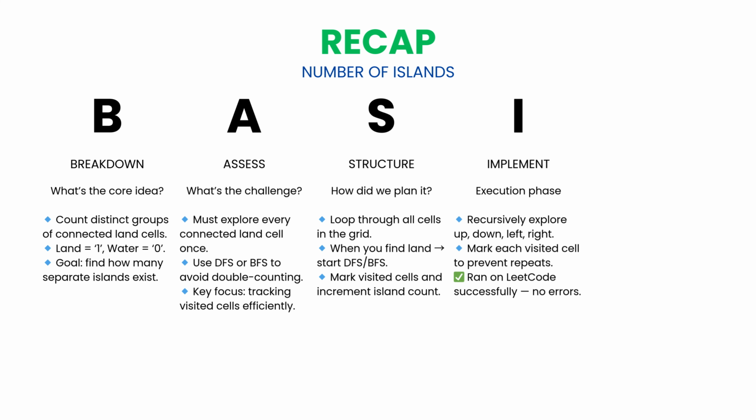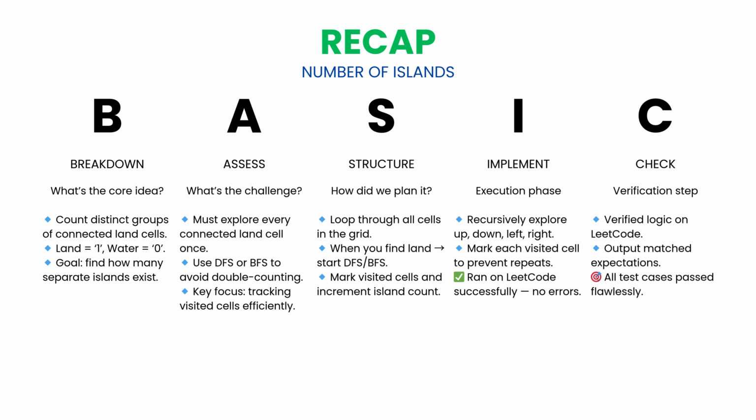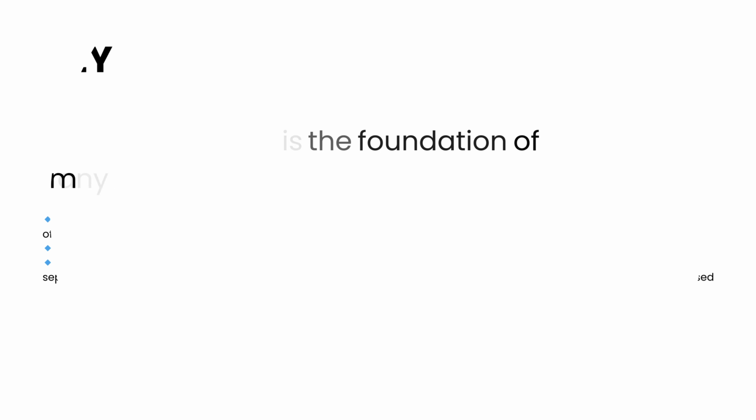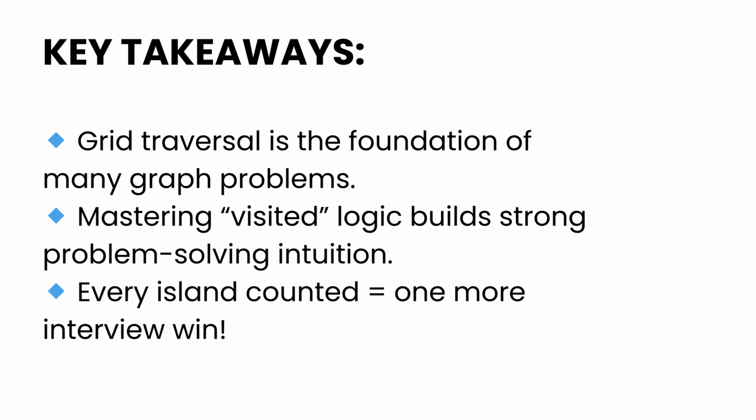We structured our DFS cleanly, checking boundaries, marking visited cells, and exploring 4 directions from each one. The entire process ran seamlessly on LeetCode, and the code executed without any errors. After running the solution, every test case passed perfectly. From empty grids to single massive islands, the logic held up, no missed cases, no overlaps, all outputs matched expectations. The key takeaway: mastering grid traversal and marking visited cells is the foundation for countless graph problems. Once you can flood fill confidently, you can handle any connectivity or component counting challenge an interviewer throws your way.